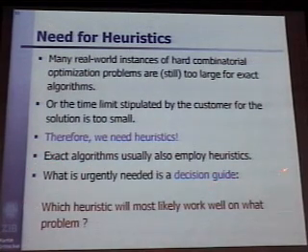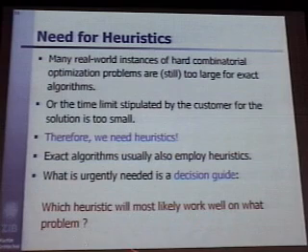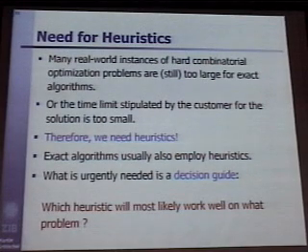And again, something that is very unclear right now is a good decision guide. Which heuristic will most likely work well on what problem? This is also very open and much discussed in the literature. Usually people claim things that they cannot really give proof of.